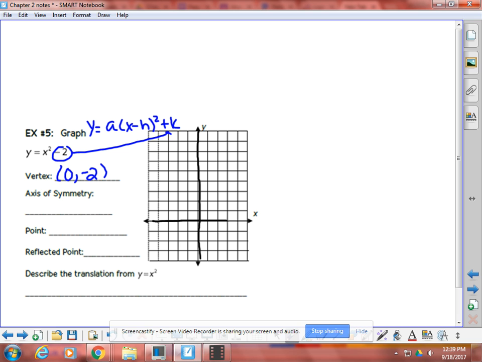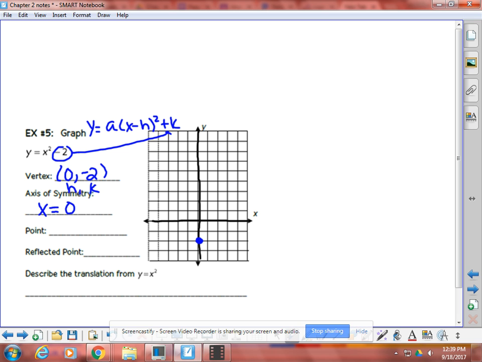Okay, so it's kind of hard to see these lines on here. The origin is right there. So over 0 and down 2 is right there. My axis of symmetry is my h value, so my axis of symmetry is x equals 0, because this is h comma k. So points that we have.